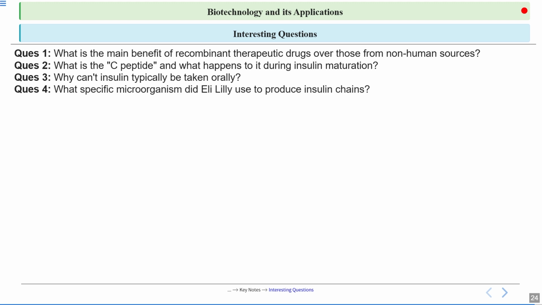Question 4 says, what specific microorganism did Eli Lilly use to produce insulin chain? This is also something we covered in today's class: which microorganism the Eli Lilly company used to produce this insulin chain, to produce the chains separately, and then we create the disulfide bond.